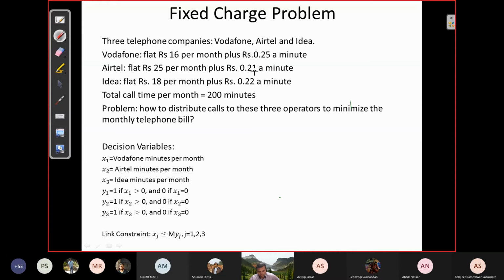Say I have a mobile which has provisions for three SIM cards, Vodafone, Airtel, Idea. I know their rates, the flat rate as well as the variable rates for calling. And I know my requirement that per month I need to call approximately 200 minutes. Now the decision is which SIM cards I will buy. Should I go for all three SIM cards? What is the optimal decision to purchase the SIM cards, and how to distribute the calls among these operators? So these are the two decisions: which operators you finally take, and how much time you distribute your calls to those operators.